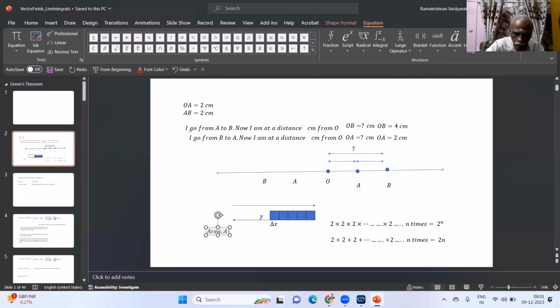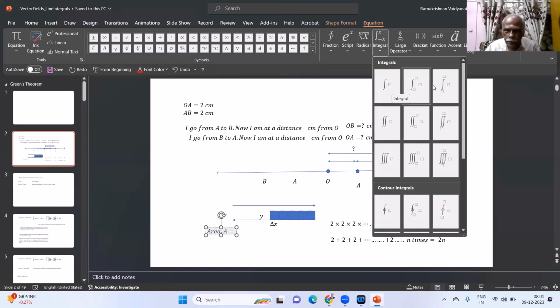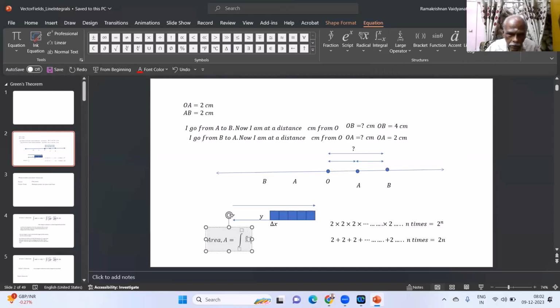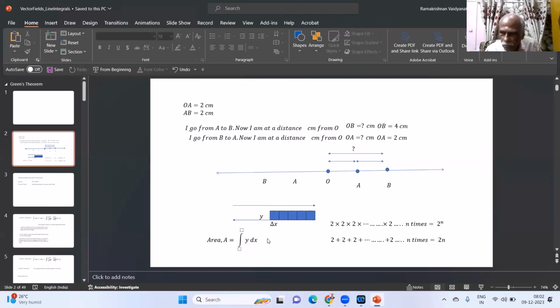A is equal to integral. But we are just adding. We are just adding by multiplying or by integrating. Integration is nothing but a sum, and sum is nothing but a multiplication. I'll just put the limit: y into dx, and from 0 to 1 we put. This is how we are integrating.